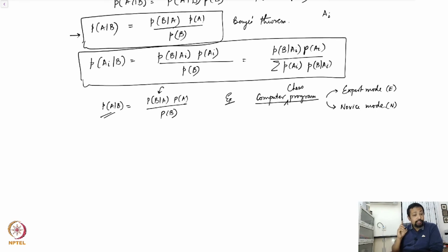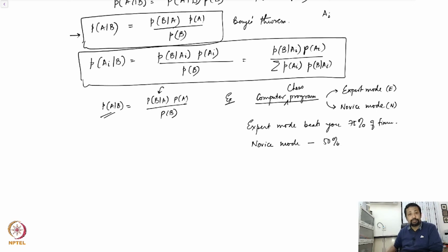In the expert mode, the expert mode beats you 75% of the time, right? And in the novice mode, you have a 50% chance of winning. So what you do now is, let's say you close your eyes and you select a mode. You do not know which mode you have chosen, right? You randomly choose one of the modes and the computer wins both times.